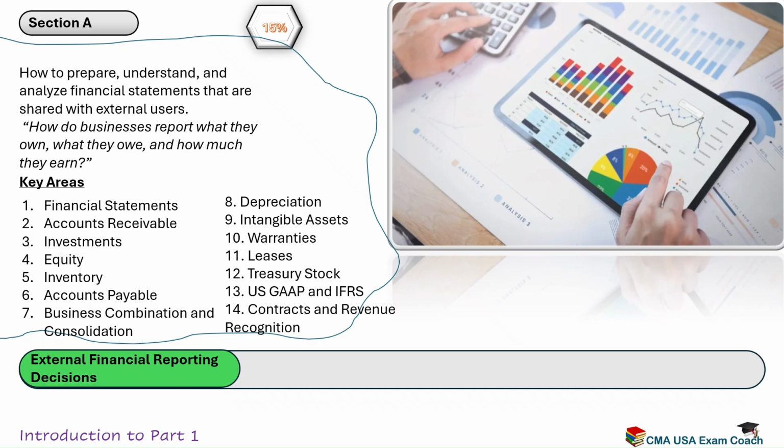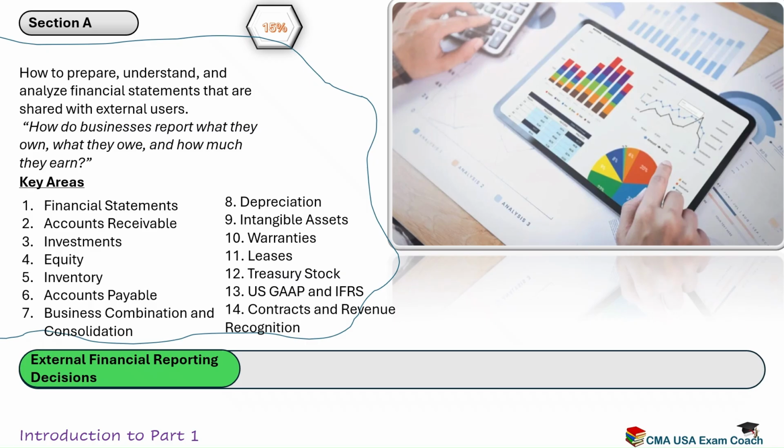10. Warranties. A warranty is a company's promise to repair or replace products if something goes wrong. We record this as a liability because it represents a future obligation to the customer. 11. Leases. A lease is when a company uses an asset without owning it, like renting equipment or property. You'll study both operating leases and finance leases, and how each affects the balance sheet and income statement.